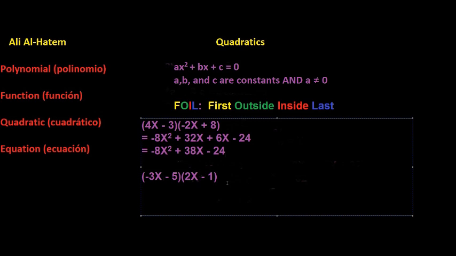That's the first one. As for the second one, negative 3x multiplied by 2x is negative 6x squared. Negative 3x multiplied by negative 1 is a 3x. Negative 5 multiplied by 2x is a minus 10x. And negative 5 multiplied by negative 1 is a plus 5. Let's simplify that. We'll get negative 6x squared minus 7x plus 5.